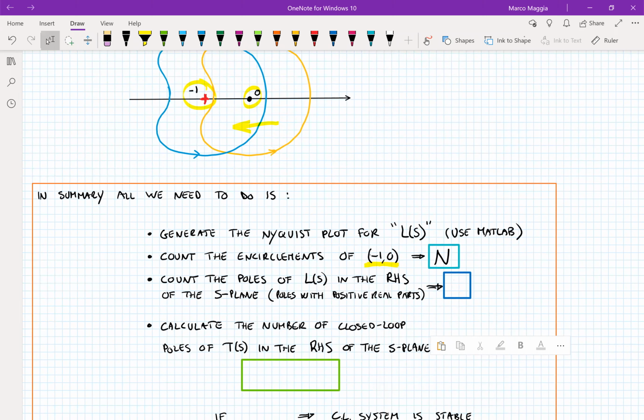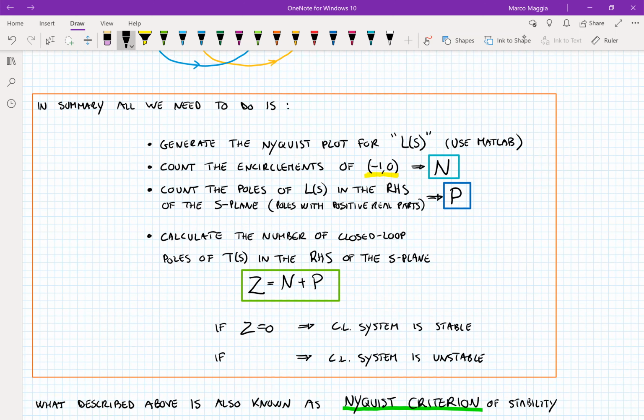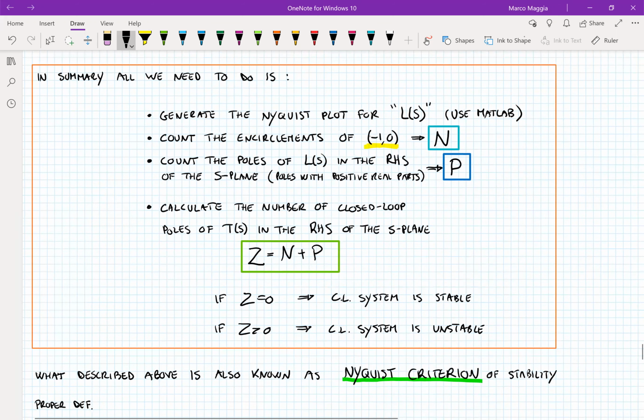All right, so we have N. Now, if you count the poles of L(s) in the right-hand side of the s-plane, that is, the poles with positive real parts, you have P. And due to Cauchy's theorem, we have that Z is equal to N plus P. So the number of zeros of L(s) plus 1 that are in the right-hand side of the s-plane is equal to N plus P. Your system is stable if Z is equal to 0, and unstable if Z is positive. That's it. That's the Nyquist criterion.